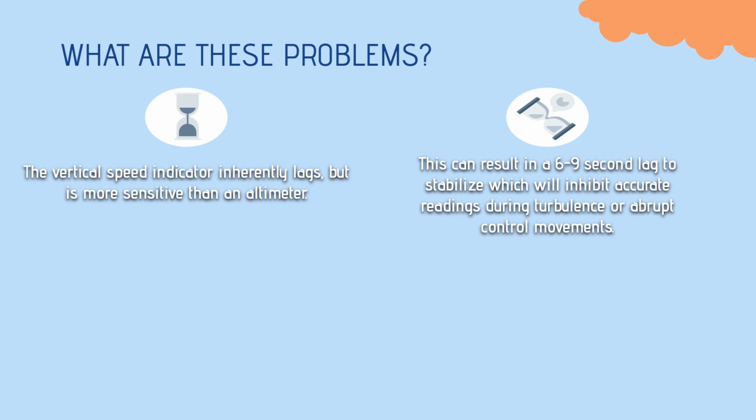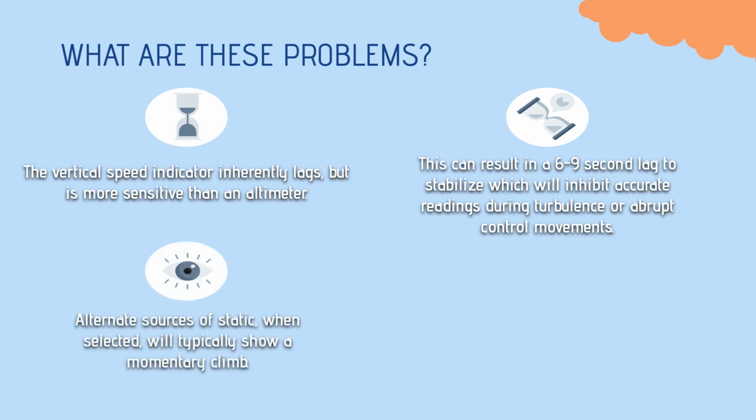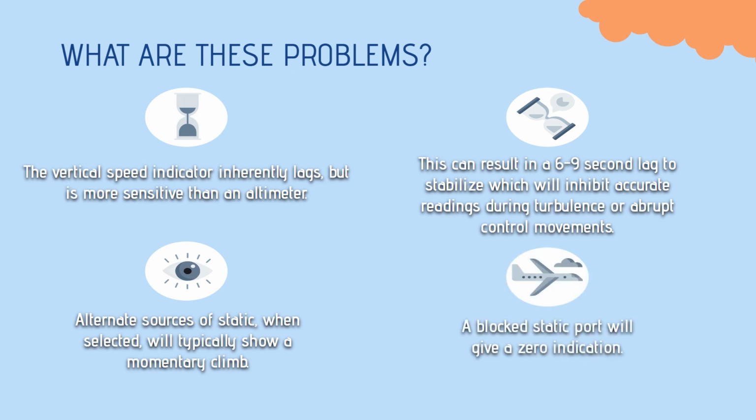abrupt control movements. Alternate sources of static, when selected, will typically show a momentary climb. It is due to pressure differences in the cockpit than outside. A blocked static port will give a 0 indication.